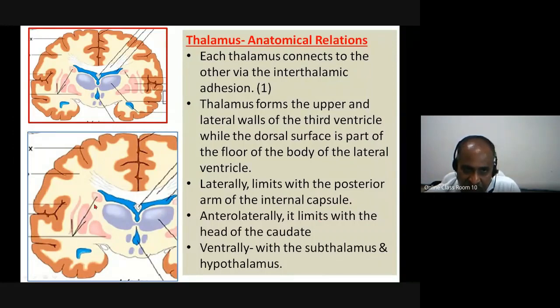Okay, and this is the internal capsule. Laterally it limits the posterior arm of the internal capsule. Anterolaterally it limits the head of the caudate nucleus. This is the caudate nucleus. And ventrally, with the subthalamus and hypothalamus. Here downwards we have the subthalamus and hypothalamic structures.